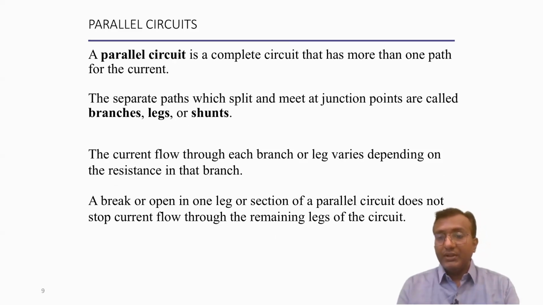Now next is the important circuit, that is called a parallel circuit. In this parallel circuit, the complete circuit has more than one path for the current. There are separate paths that are called branches, legs, or shunts. The current flow through each branch or leg varies depending on the resistance in that branch. A break or open in one leg or section of a parallel circuit does not stop current flow through the remaining legs of the circuit.